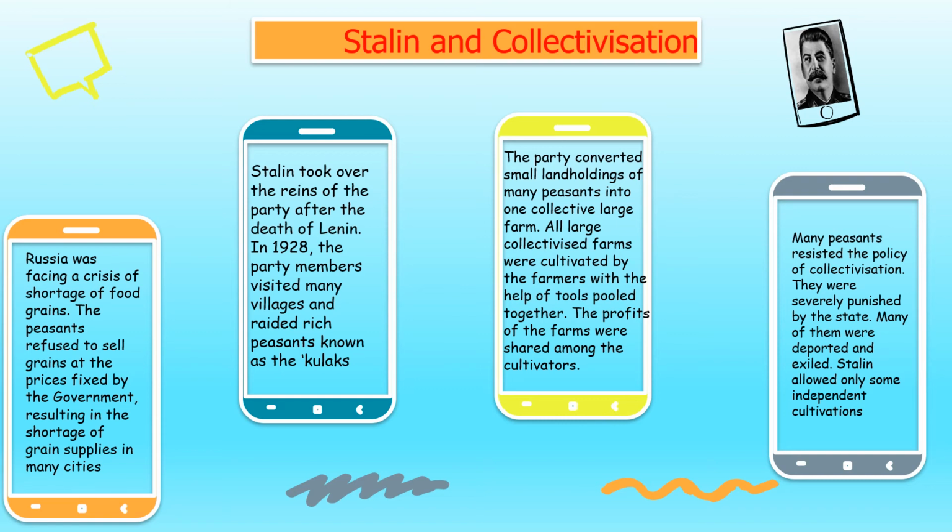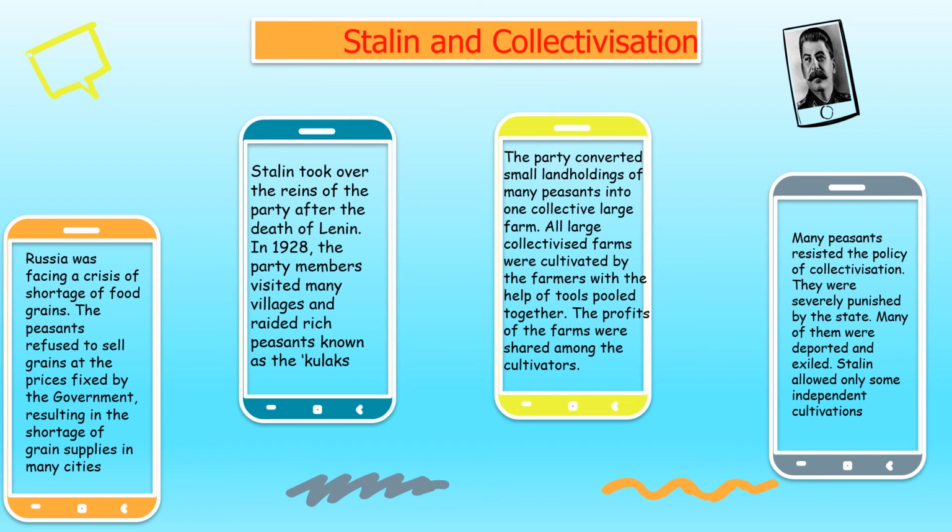Stalin decided to visit the villages and raid rich persons known as kulaks. They decided to take control of all the small lands in the village and make them into one big, large land. All the farmers were asked to work on that land collectively, using the tools found on that farm. The profit earned from that farm was to be shared equally among all cultivators.